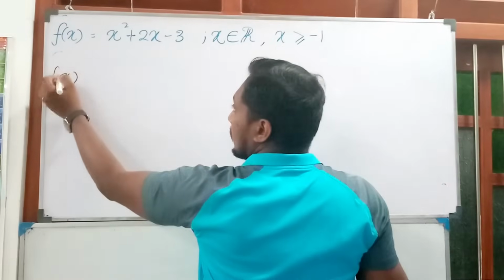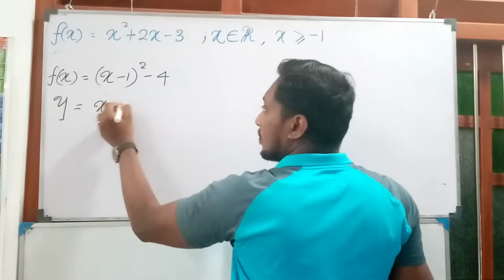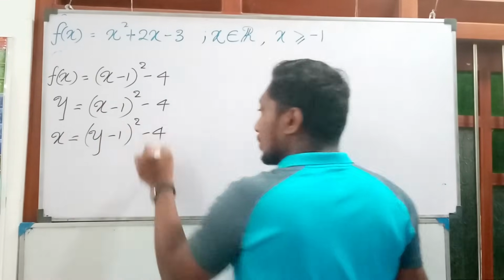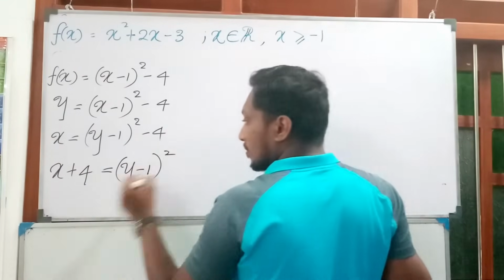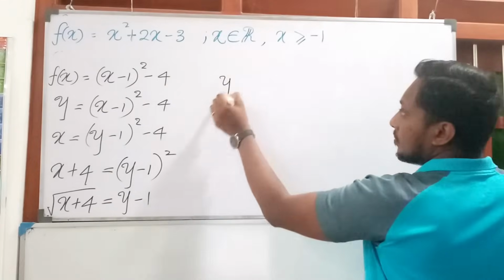Now let's see how to find the inverse. You write y equals that expression. First interchange x and y and then make y the subject, so that you will get the inverse of the function. When you take the inverse function, we have to apply the square root to both sides.